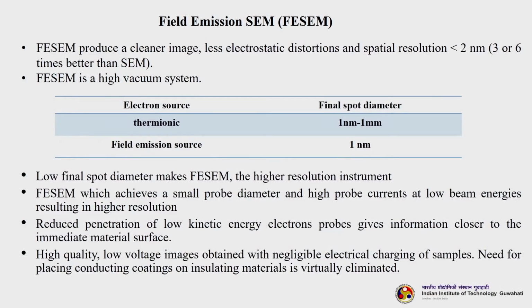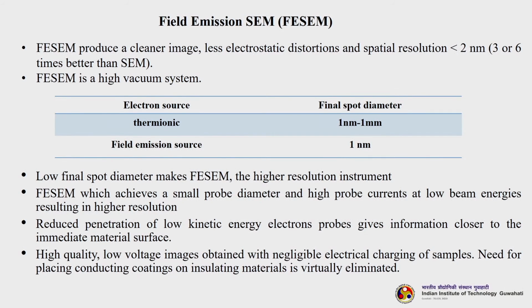There is something called FESEM, or field emission SEM. FESEM produces a cleaner image, with less electrostatic distortion, and a spatial resolution almost 3 to 6 times better than that of a SEM. It is a high vacuum system. The low final spot diameter makes FESEM a high resolution instrument. FESEM achieves a small probe diameter and high probe current.